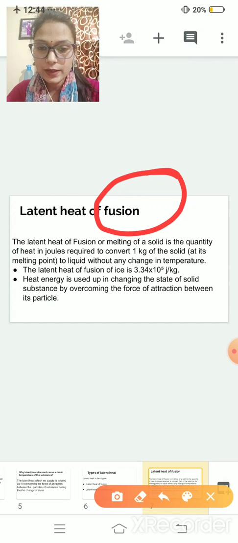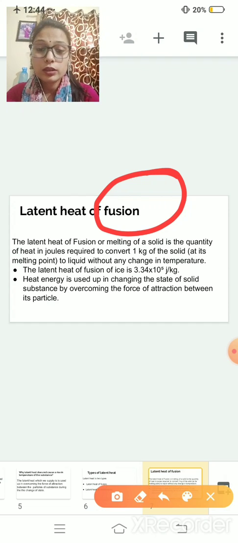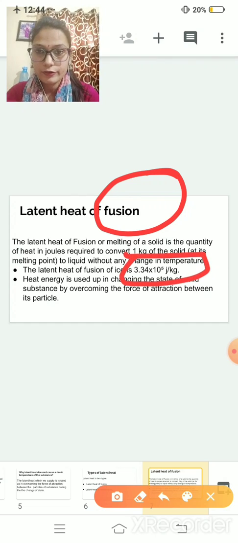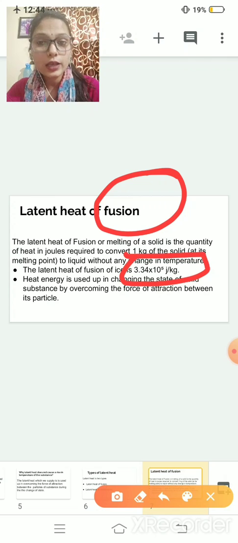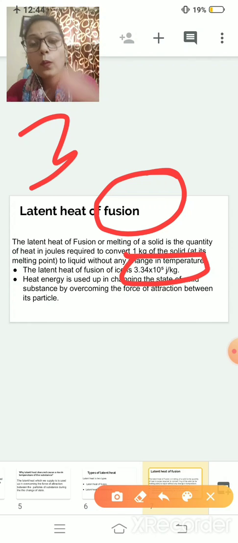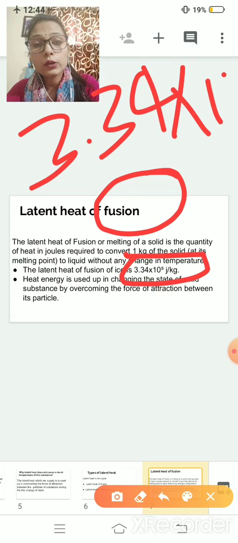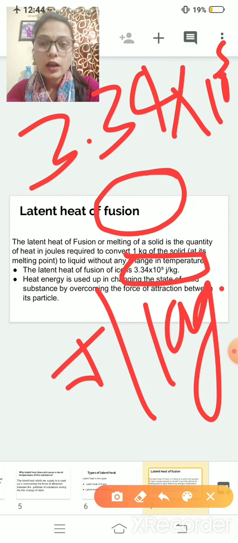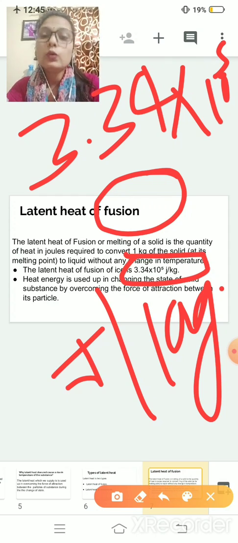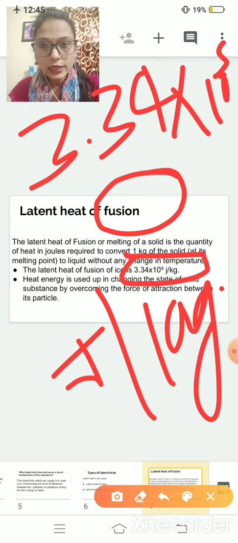Clear? After this experiment, we got the value of how much heat is required to convert that ice into water. So converting 1 kg of solid ice into water requires 3.34 into 10 to the power 5 joule per kg. That means if you want to convert 1 kg of solid ice into liquid state, you will require 3.34 into 10 to the power 5 joule per kg. Clear? How much? 3.34 into 10 to the power 5 joule per kg.